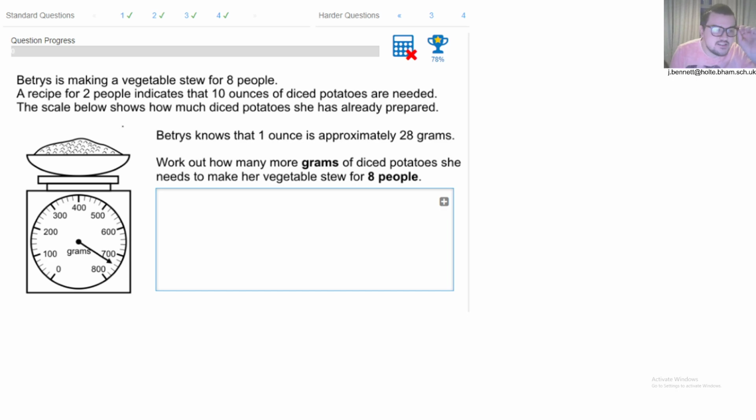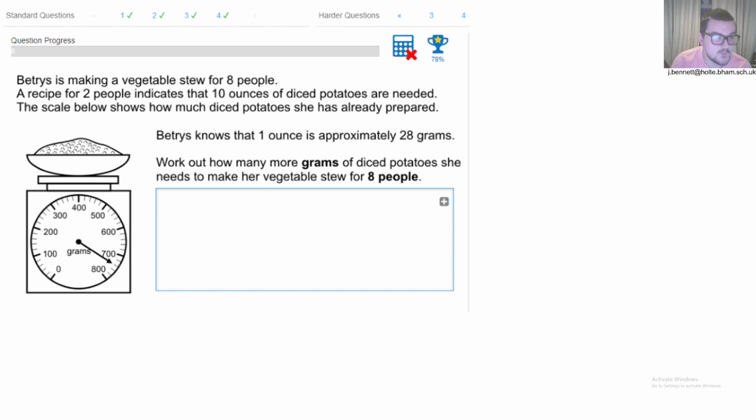Beatrice is making a vegetable stew for 8 people. A recipe for 2 people indicates that 10 ounces of diced potatoes are needed. The scale below shows how much diced potatoes she has already prepared. Beatrice knows that 1 ounce is approximately 28 grams. Work out how many more grams of diced potatoes are needed to make a vegetable stew for 8 people. So, this has got a lot of writing.